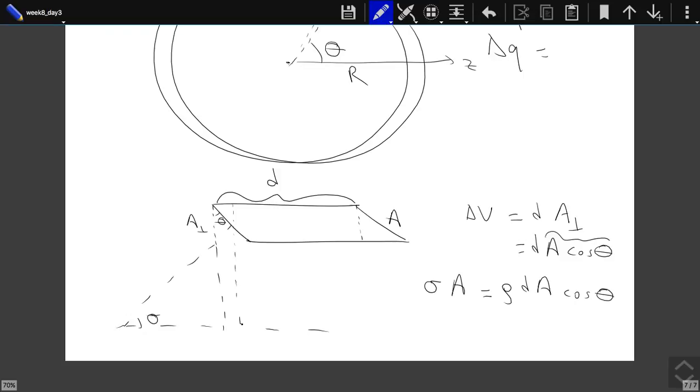Well, the a's I can cancel. Now I can take the limit: rho goes to infinity, d goes to 0. Their product is just P. Sigma is equal to P times cosine theta.